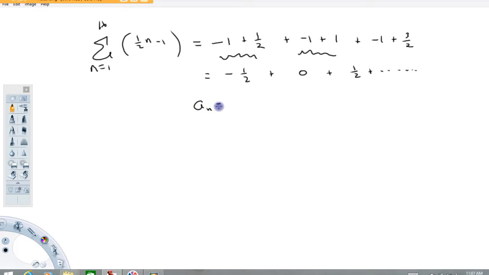So our a sub n is going to equal our a sub 1 term, minus 1/2, plus the difference, which was 1/2, like minus 1/2 to 0, we're adding 1/2, times n minus 1. So this formula should give all the values out to some value n here. a sub 16 should be minus 1/2 plus 1/2 times 15.